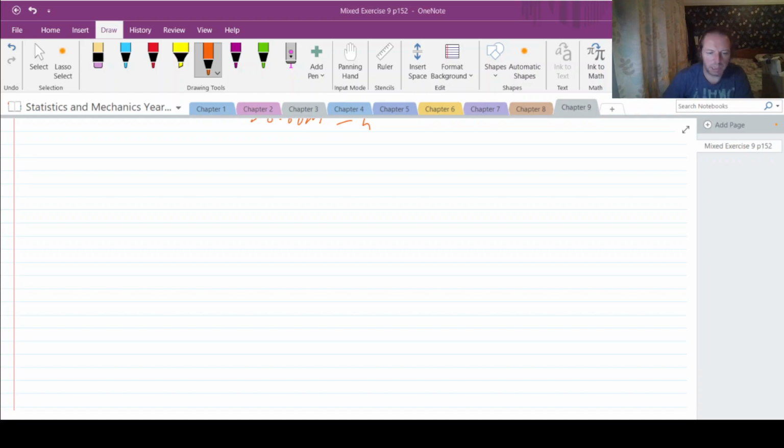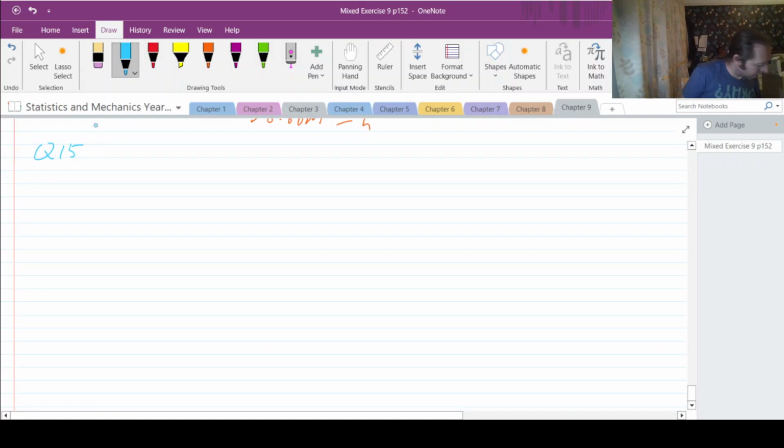Okay, so here we are, Stats Mechanics, Year 1, Chapter 9, Question 15. Finally getting towards the end of this chapter. Right then, two cars, A and B, are moving in the same direction along a straight horizontal road. At time t, they are side by side.